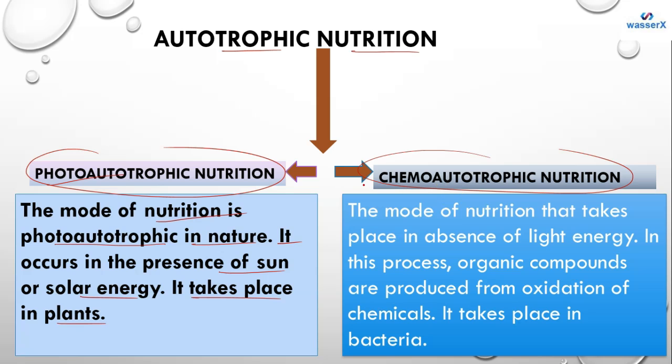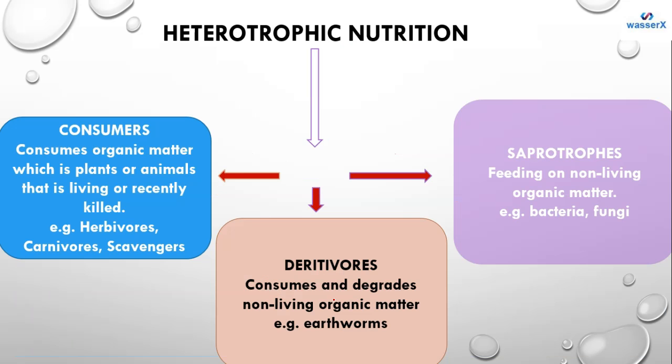And here we have the next one. You can see here the mode of nutrition that takes place in the absence of light energy, that's what we call chemoautotrophic nutrition. In this process, students, the organic compounds are produced from the oxidation of chemicals, right? It takes place in bacteria. So that's very important.